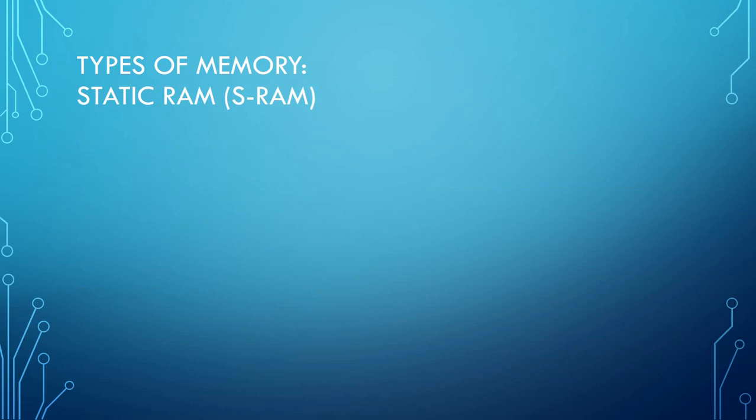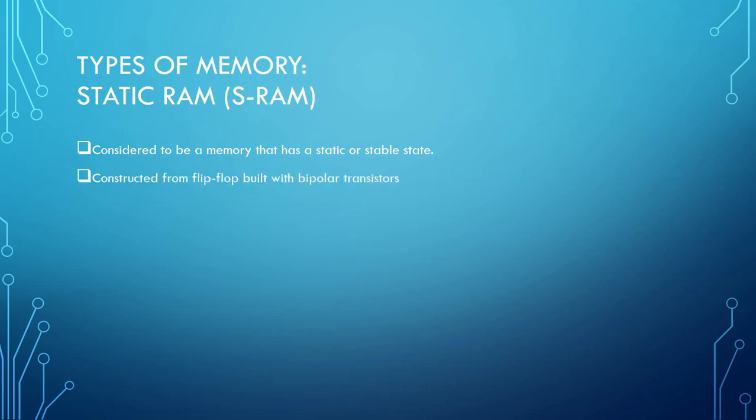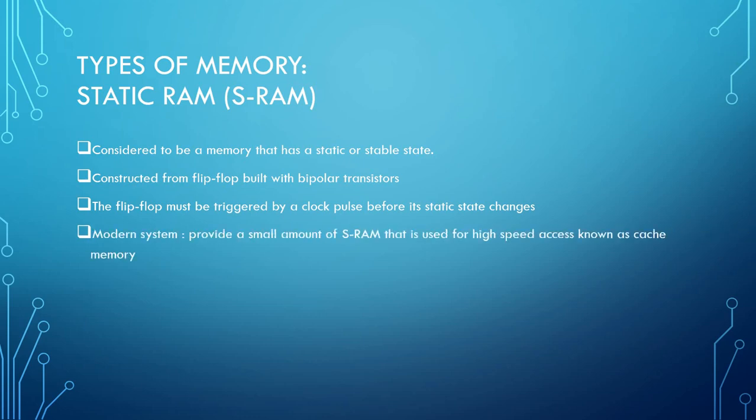Types of memory. Static RAM, SRAM. Considered to be a memory that has a static or stable state. Constructed from flip-flops built with bipolar transistors. The flip-flop must be triggered by a clock pulse before its static state changes. Modern systems provide a small amount of SRAM that is used for high-speed access, known as cache memory.